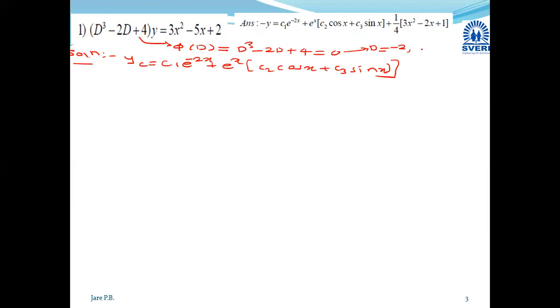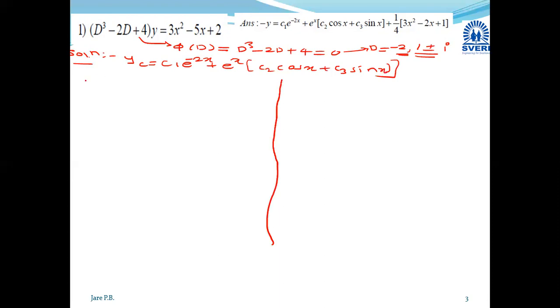The complementary solution is e raised to minus 2x plus e raised to x (c2 cos x plus c3 sin x). How do we calculate this? phi of D equal to D cube minus 2D plus 4 equal to 0. Here there are 3 roots. One root is real: D is equal to minus 2. The other roots are imaginary: 1 plus or minus i. From this we write down the solution. We directly go to the YP because we are considering only YP.